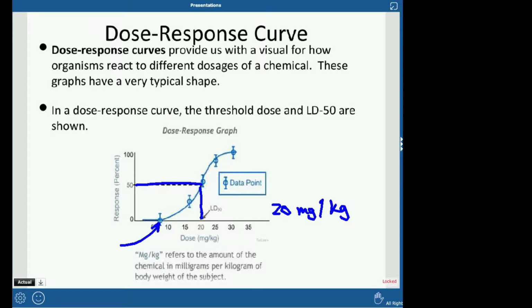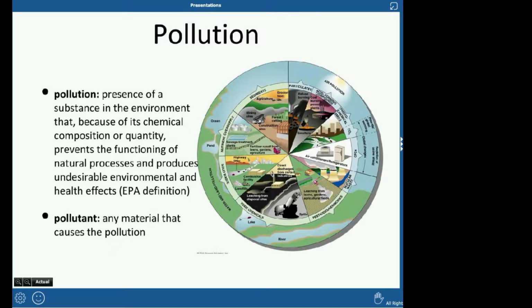Here's a couple definitions. Pollution is basically anything in the environment that, for whatever reason, prevents the functioning of natural processes and has undesirable effects. That's actually the definition from the EPA. In this picture, you can see a few examples of pollution: air pollution, water and land pollution, and some places where they come from.